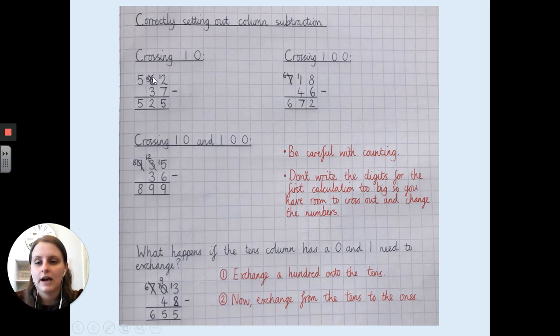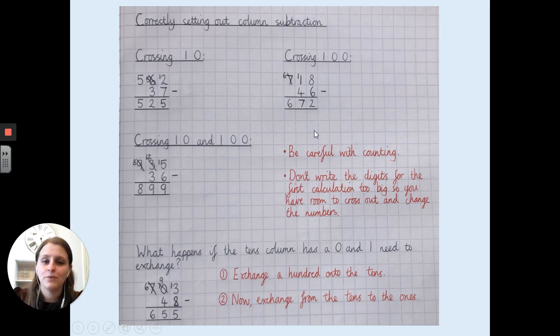So I've crossed out my 6. That's the same as crossing out one of your 10 sticks. That would leave me with 5 tens now, so I've taken one away and moved that one onto my ones column. So now I have 12 ones altogether. 12 take away 7 gives me 5. Then when I move on to this column, I don't have 6 anymore, I've got 5. So it's really important that we cross this out and make it really clear. Now I'll do 5 take away 3, which gives me 2, and 5 take away nothing, which is 5.